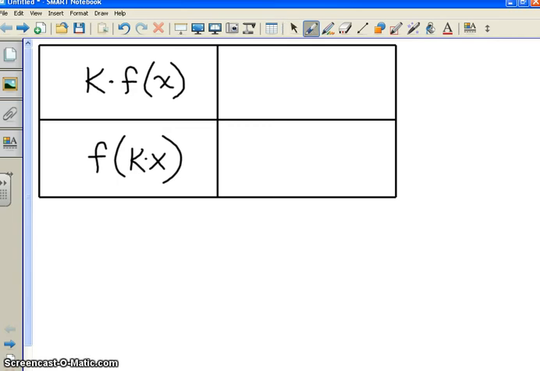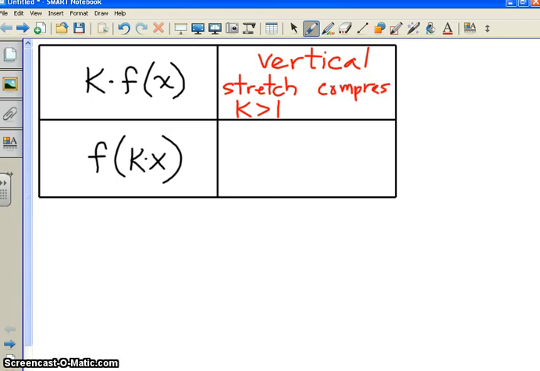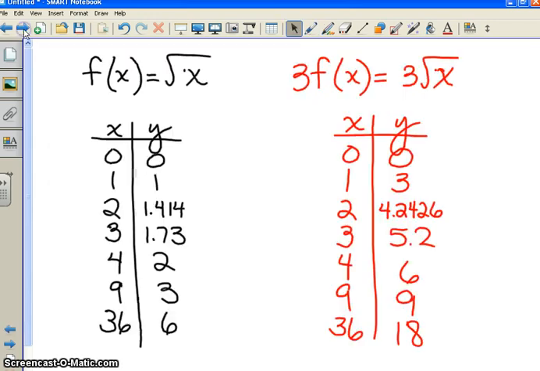In your note sheet there, we'll write this notation, k times f of x, does one of two things. Does a vertical stretch if your k value is bigger than 1, and it does a vertical compression if your k value is between 0 and 1. Here's a quick example of this.